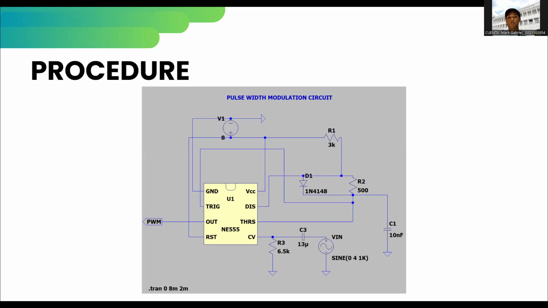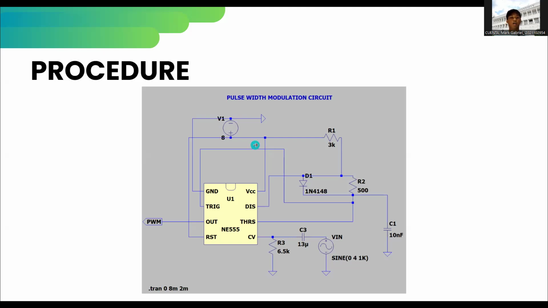So the diode D1, or 1N4148, provides directional charging and discharging paths that influence how the timing capacitor C1 responds, helping shape the pulse behavior. So overall, the circuit compares the instantaneous value of the sine wave with the internal ramp threshold levels of the 555, producing a PWM signal whose duty cycle varies according to the input signal amplitude.